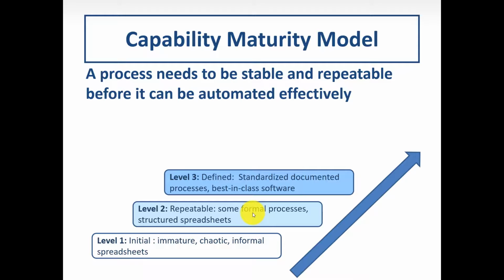Level 3 is about definition. So now this is a higher level of standardization. You have a higher level of control, and now you are implementing best-in-class software. So now, forget about creating our own solutions by means of Excel. Now we are integrating applications and already made solutions.